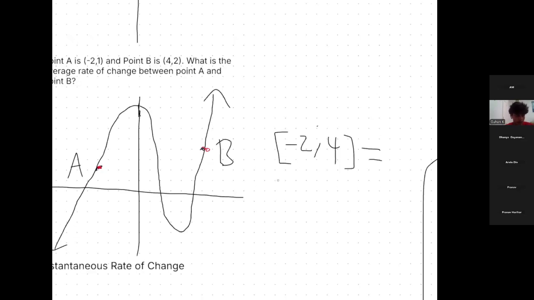Here four. Okay, then we just plug in our formula, right? So the y value when x equals 4, which is 2, minus the y value when x equals -2, which is 1, divided by the b value, which is 4, minus -2, which then we just do the subtraction, equals 1/6, which is our final answer. Okay.